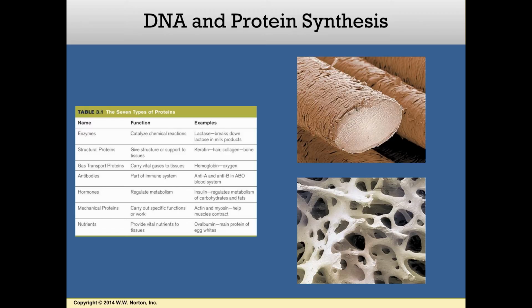Antibodies, which help fight diseases, are proteins. Hormones like insulin, which helps regulate the metabolism of sugar and fats in the body, are proteins. Muscles are composed of the mechanical proteins actin and myosin. Finally, protein can be the nutrient form, like ovalbumin, which is found in egg whites. Proteins are critical for the normal functioning of an organism. How does DNA code for these proteins?